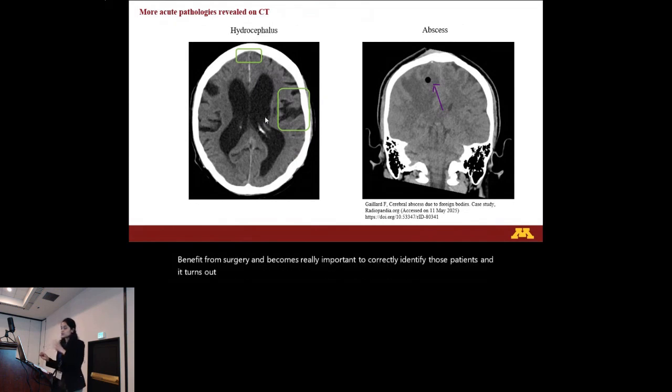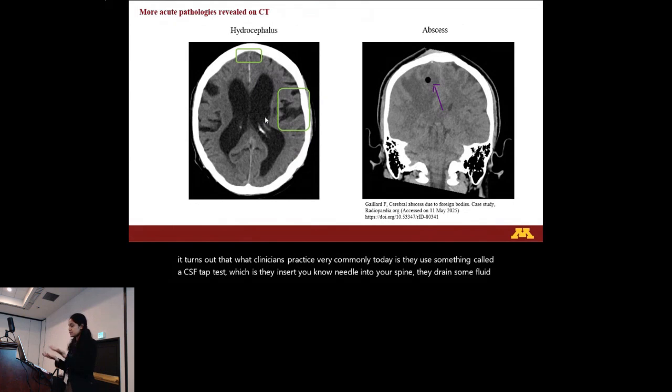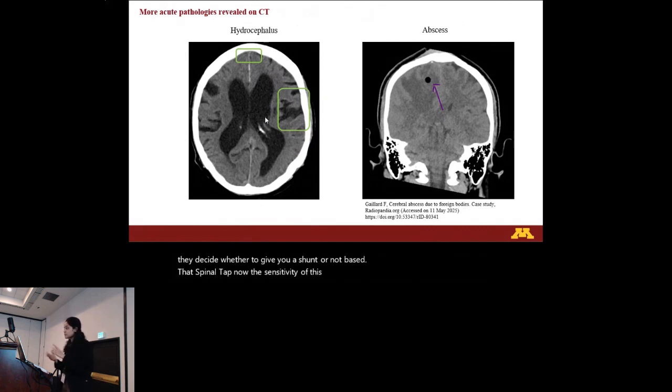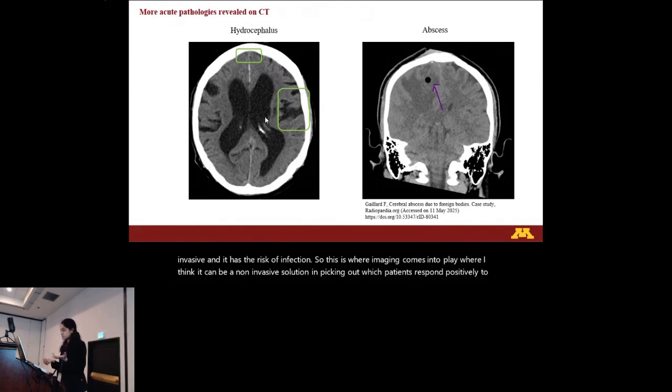And it turns out that what clinicians practice very commonly today is they use something called a CSF tap test, which is they insert a needle into your spine, they drain some fluid from your lumbar space, and then if you are improving, they get a preview of how you're going to perform if you're given a shunt. And then they decide whether to give you a shunt or not based on that spinal tap. Now, the sensitivity of this test is known to be really low. And it's also invasive and it has the risk of infection. So this is where imaging comes into play, where I think it can be a non-invasive solution in picking out which patients respond positively to shunt surgery versus which patients do not.